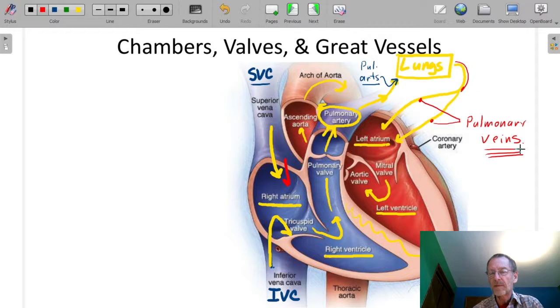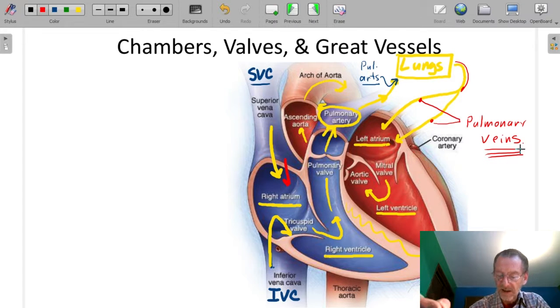They're veins coming back from the lungs to the heart. That's what makes them a vein, not the oxygen level. The valves that we need to pay attention to, well, let's go to another figure, the next one.